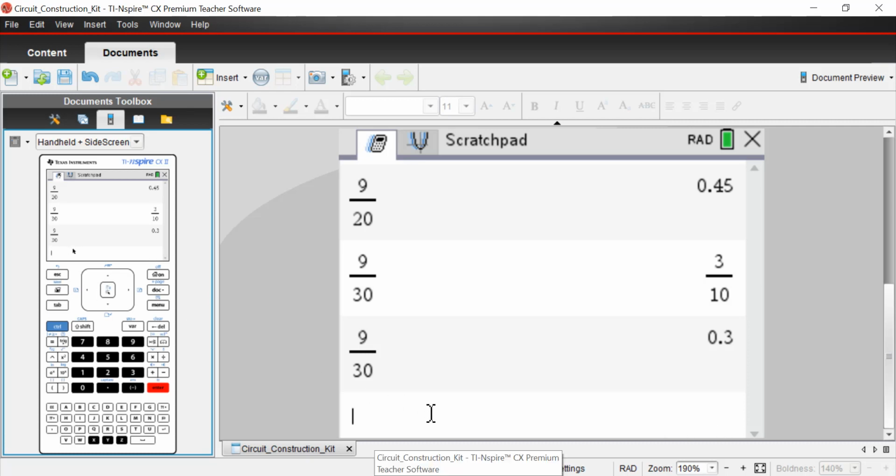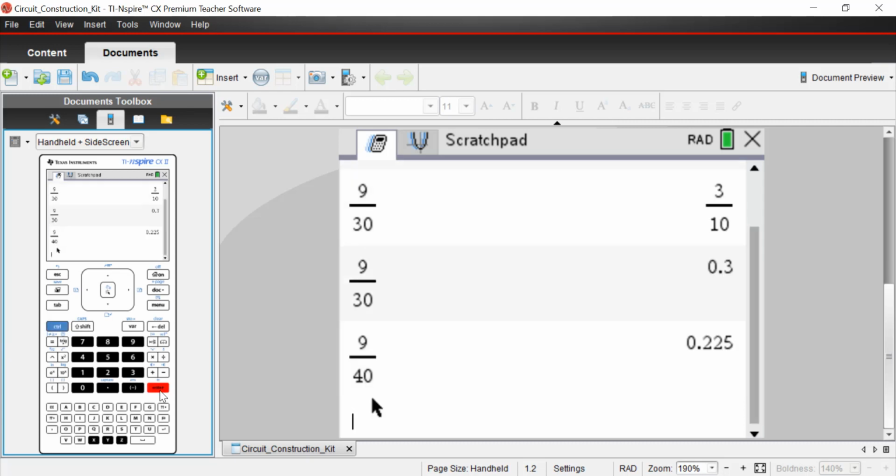Okay, and the same thing here. We could do it mathematically. We'd say, what happens if I had 4 light bulbs and I had 40 ohms? Well, 9 divided by 40 is 0.225. So you kind of get the idea here. The more resistance you have, the less current you'll have.